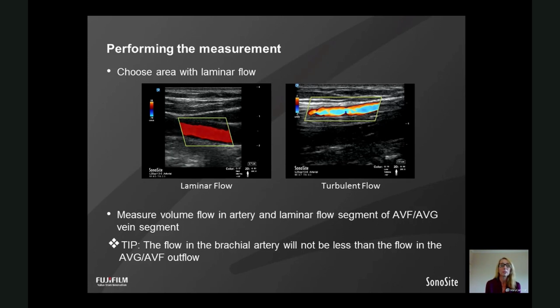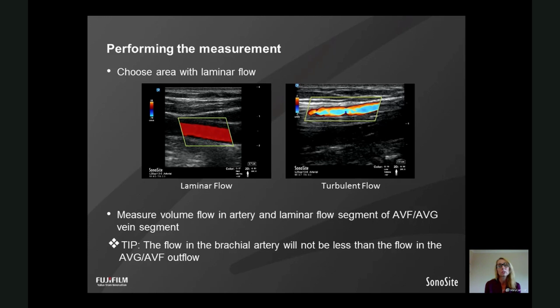So measure the volume flow in the artery or any laminar segment of the graft, the fistula, the vein segment. It's good to do both if you're doing a baseline, and if you have two big branches, it's good to measure both branches if you can. But if it's not possible to get a segment of outflow vein that's really suitable, I just avoid doing it altogether and just do the brachial artery, but it really is dependent.